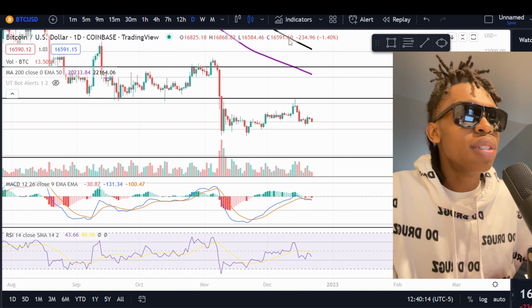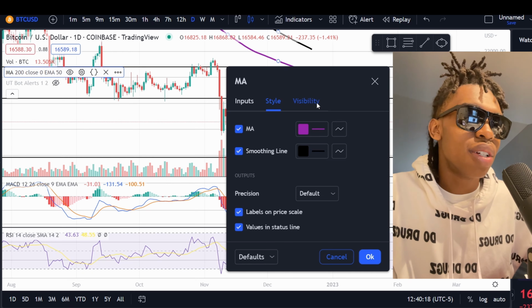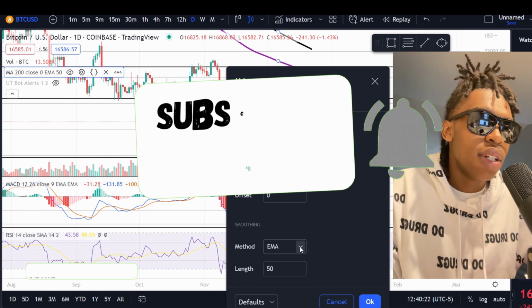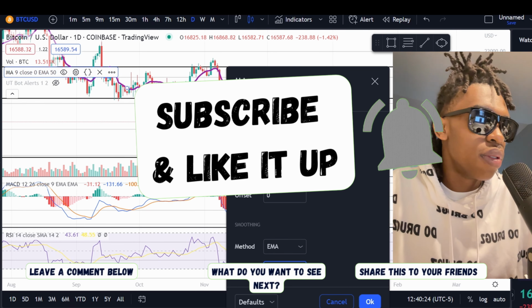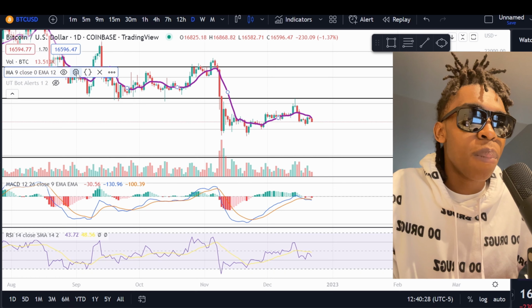These 250 moving averages, honestly, you can have them. I be scalping in and out, so we're going to change these to 9 and 12, so that it can be way easier. That's how I find the downtrend.